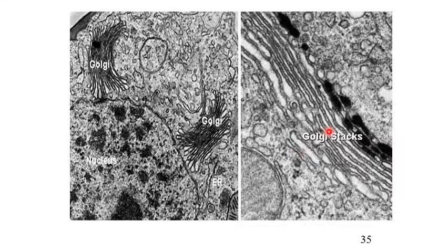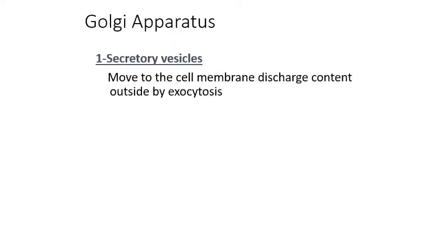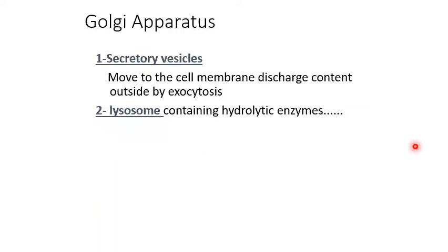This is the stack of the Golgi apparatus. Here are two Golgi apparatus showing the stack of vesicles. Okay, a stack of saccules, and here they are intercommunicating together. The secretory vesicle moves to the cell membrane, discharging its content by exocytosis. The Golgi apparatus also produces lysosomes containing hydrolytic enzymes.